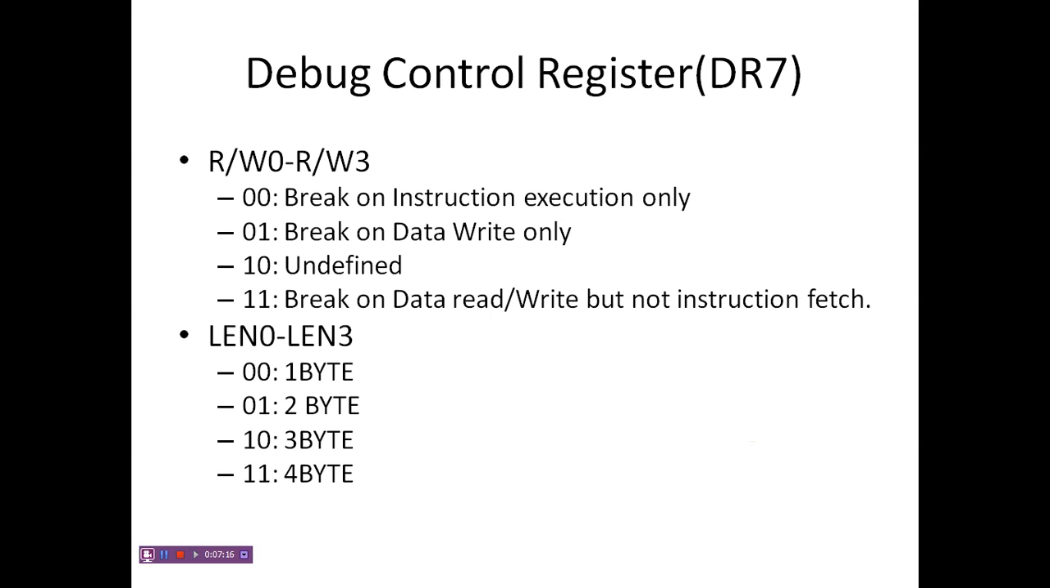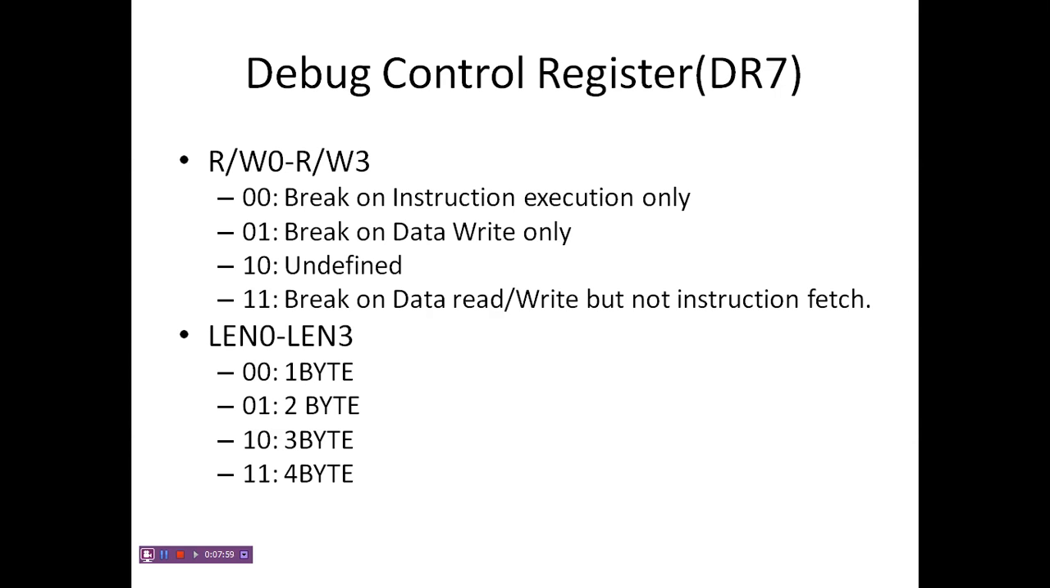For each address in registers DR0 to DR3, that is debug address registers, the corresponding fields read/write 0 through read/write 3 specify the type of action that should cause a breakpoint. The processor interprets these bits as follows. For 00, break on instruction execution only. For 01, break on data writes only. For 10, it is undefined. For 11, break on data reads or writes but not instruction fetches.